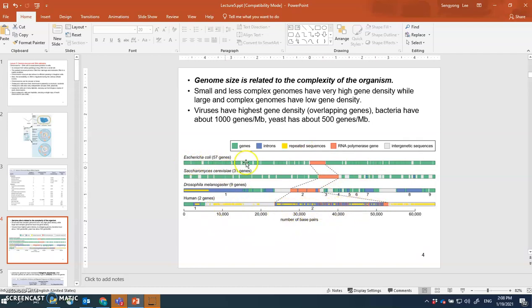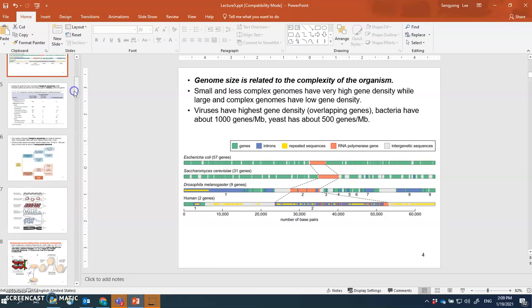So within a given size of genome, how many genes can you find? That's the gene density we are talking about. Within the same size, there are only 2 functional genes here within the human genome. But here, how many genes? In the fruit fly, 9 genes can be found. And fungi, 31 genes. And E. coli, 57 genes. That's what we mean by a much denser genome. That makes sense because within a small genome, if you want to have all essential genes, you have to use your genome very efficiently.